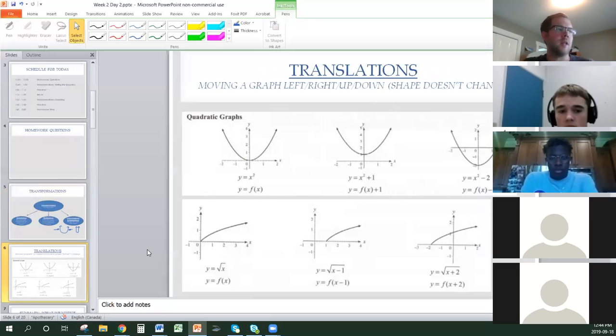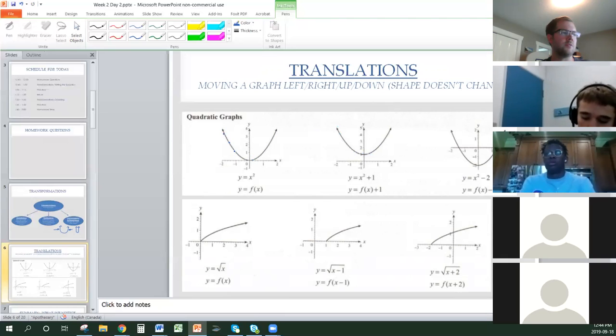All right, so let's get into it. Translations, again, are moving a graph left, right, up, down, but the shape does not change. As you can see right here, we've got a quadratic, which is y equals x squared. And you'll notice that the graph is shifting up. Basically every little point on this graph is shifting up 1.